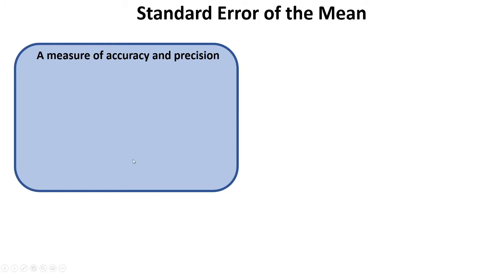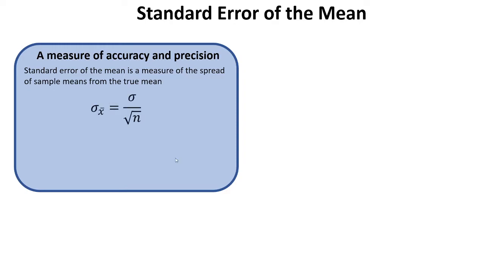So the standard error of the mean is a measure of accuracy and precision. Right? Standard error of the mean is a measure of the spread of the sample means from the true mean. Its equation is given by this. It's the population standard deviation divided by the square root of the number of samples that are being used. And that's going to give you the true standard error of the mean. And again, n here is the number sampled, not the number in the population.